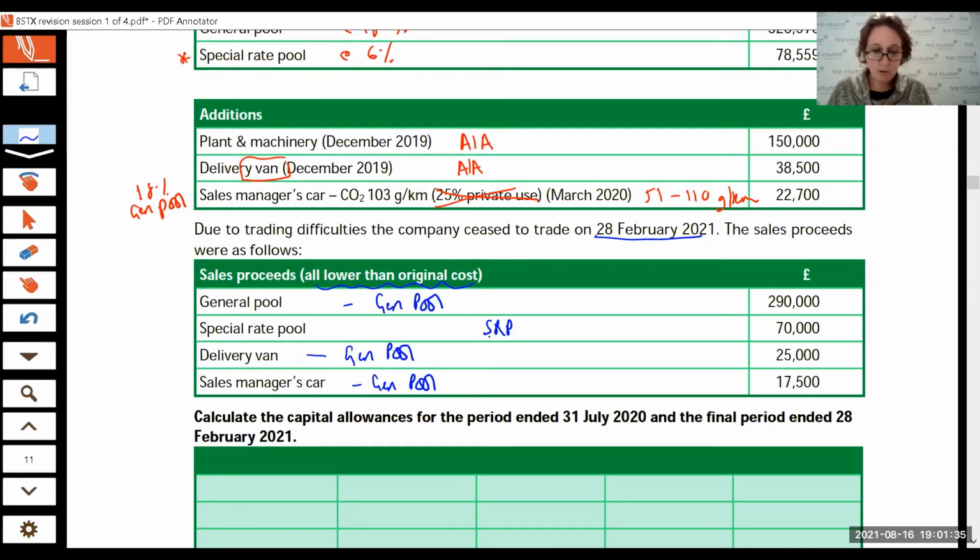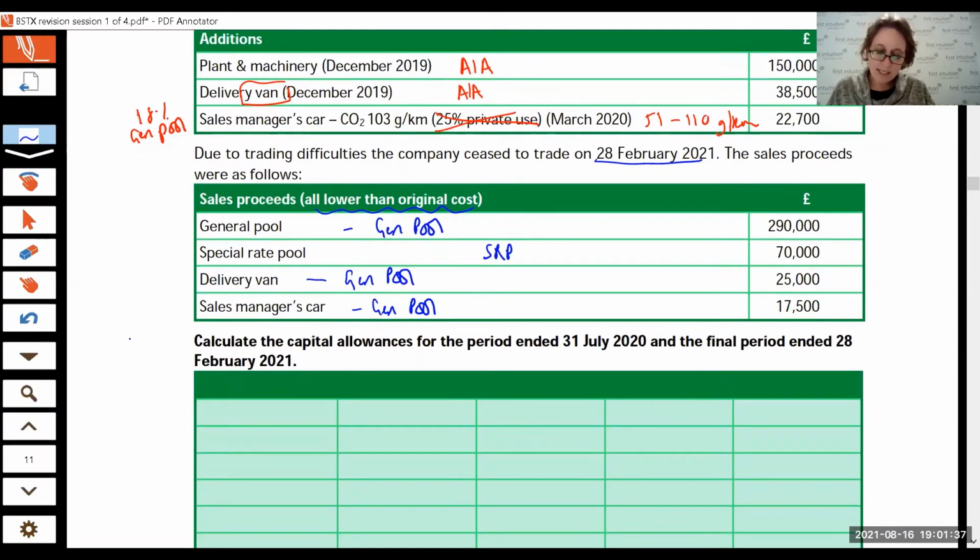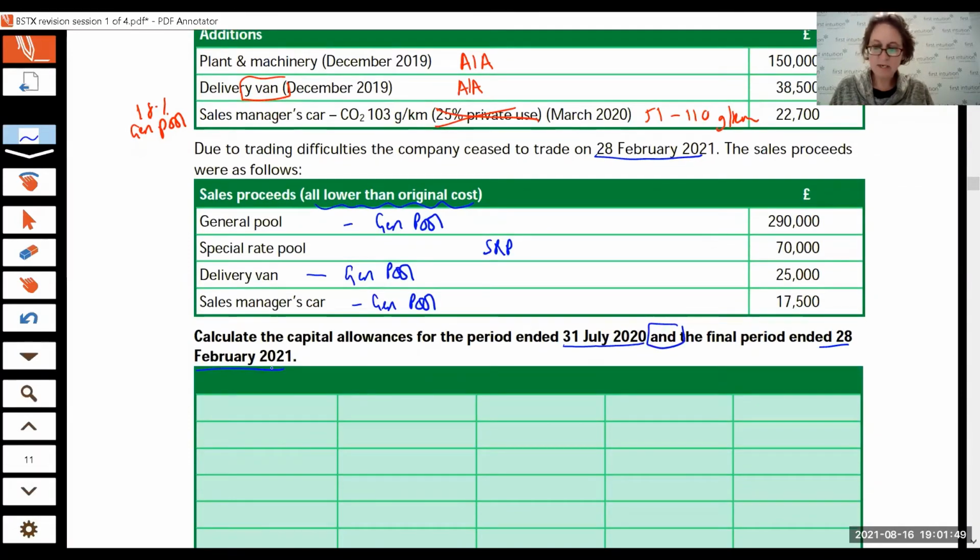So let's check the question then. What does it want? Calculate the capital allowances for the period 31st of July 2020 and the final period to February 21. It is asking me for 2 capital allowance computations, one of them involving a cessation of trade. So a really good question. I can see why people spend a bit longer on this one in terms of timing in the exam, because there is a lot going on, as you've just seen.